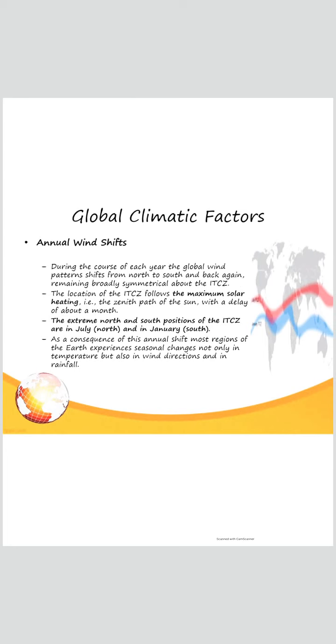Annual wind shifts. During the course of each year, the global wind pattern shifts from north to south and back again, remaining broadly symmetrical about the ITCZ. The location of the ITCZ follows the maximum solar heating. The extreme north and south positions of the ITCZ are in July in the north and January in the south. As a consequence of this annual shift, most regions of the Earth experience seasonal change not only in the temperature but also in the wind direction and in the rainfall.